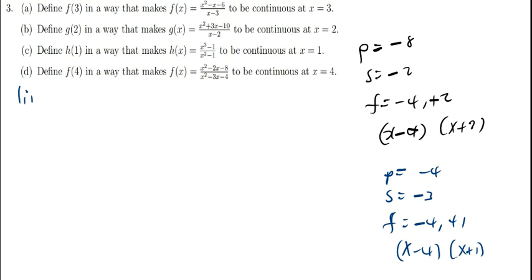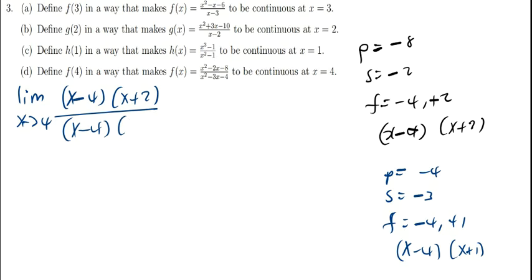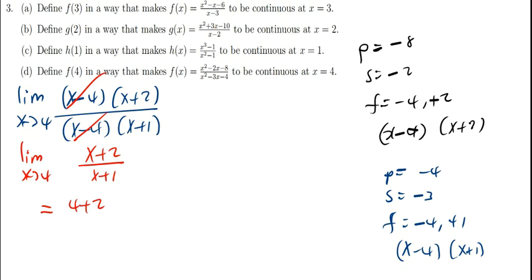So I'll say limit as x is approaching 4. On the top part, we replace with x minus 4 times x plus 2, like we have said. Then the denominator will be replaced with x minus 4 and x plus 1. We can clearly see that these two can go. So the limit as x approaches 4 is x plus 2 divided by x plus 1. If I plug in the value, I'll say equal to 4 plus 2 over 4 plus 1, which is going to be 6 over 5.